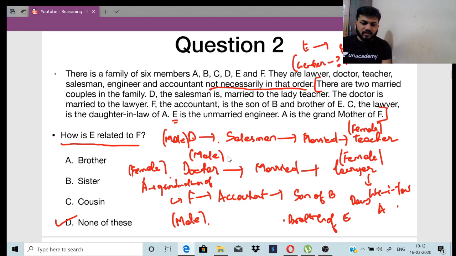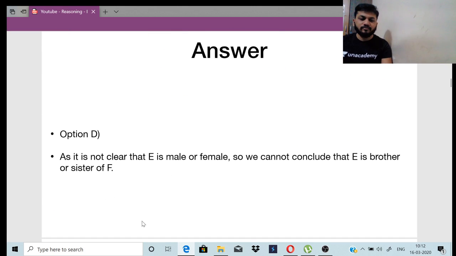So it is option D. You don't have to worry much. Just solve it and write down the answers. You know that E's gender is not given. All the other genders are given. So it is none of these. As it is not clear whether E is male or female, we cannot conclude that E is the brother or sister of F.